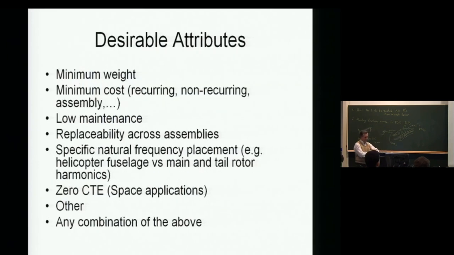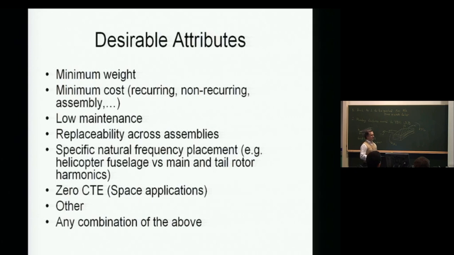So the desirable attributes, and we are wrapping it up: minimum weight, minimum cost, and then you can split this. Recurring, which means every time you make something, you minimize the cost. Non-recurring, which is associated with the investment that goes in once, basically the molds that you make to make a part. Minimizing that cost can be one of the drivers depending on how you operate as a company. Assembly cost, and so on. Low maintenance, replaceability across assemblies.